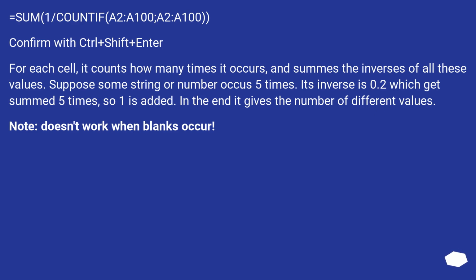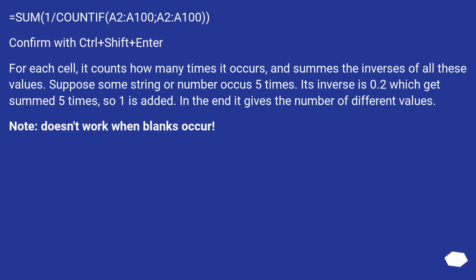Equals SUM(1/COUNTIF(A2:A100,A2:A100)). Confirm with Ctrl plus Shift plus Enter. For each cell, it counts how many times it occurs, and sums the inverses of all these values.